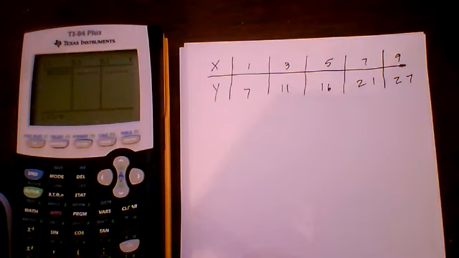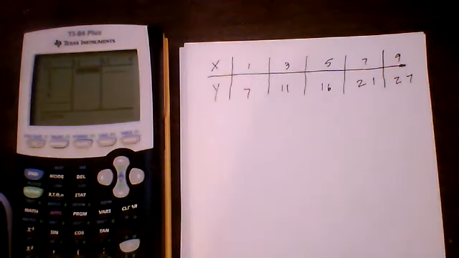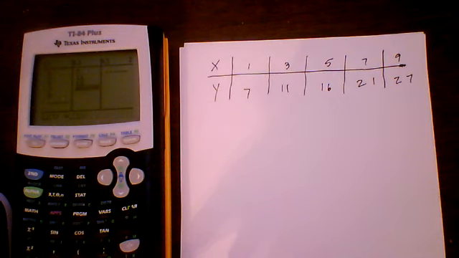Okay, so 1, 3, 5, 7, and 9, just hitting enter between each of them to get down to the next row. Okay, then I'm going to go over to L2, and I'm going to type the 7, 11, 16, 21, and 27 there. Okay.